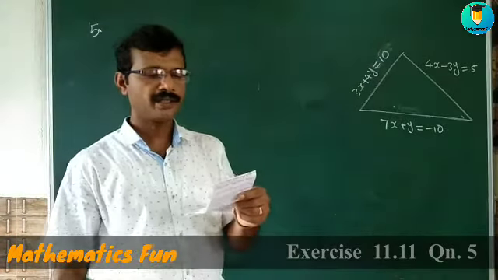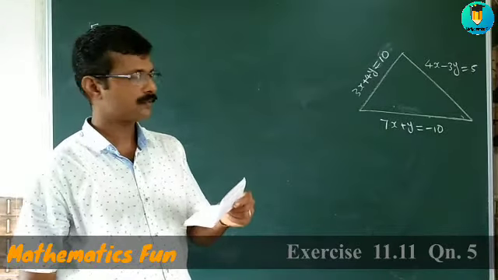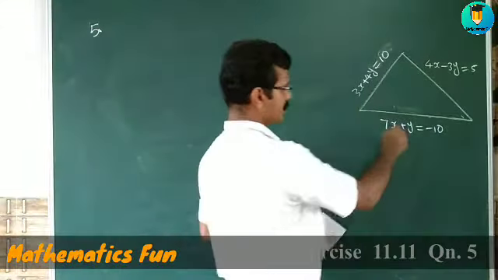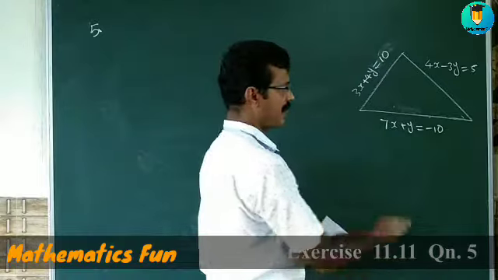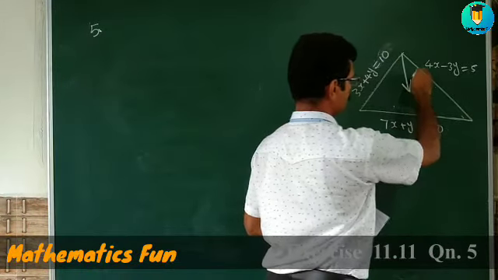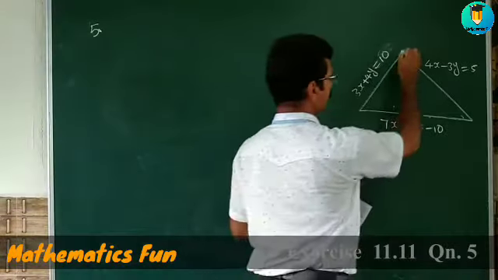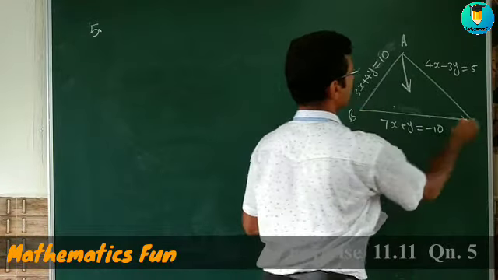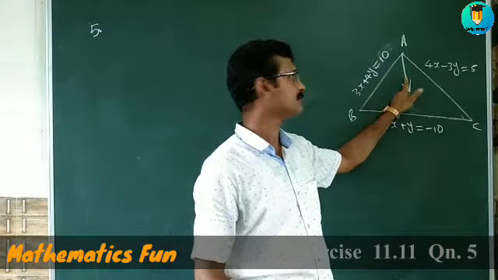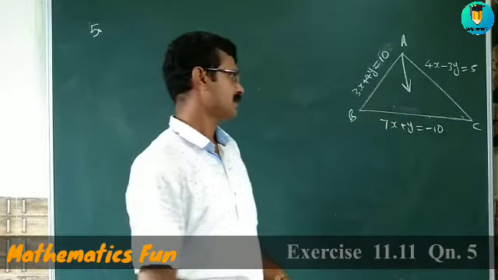The question is: find the internal bisector of the angle opposite to the side 7x plus y plus 10. We need the internal bisector of the angle opposite to this side. That means we need this bisector. Let the vertices be A, B, C. I need this bisector. So that is the question.